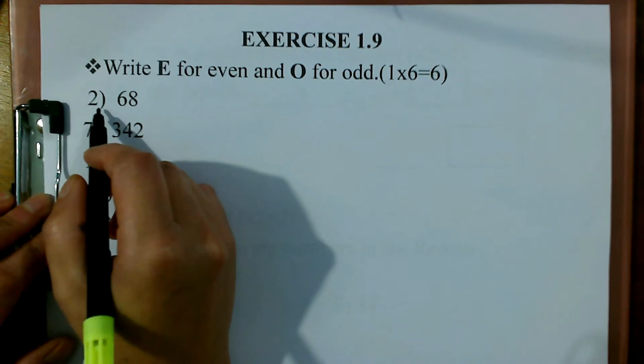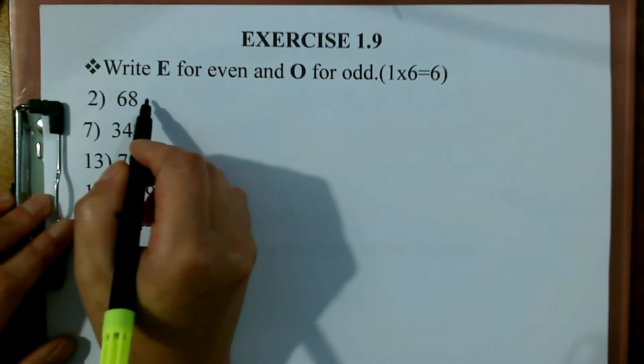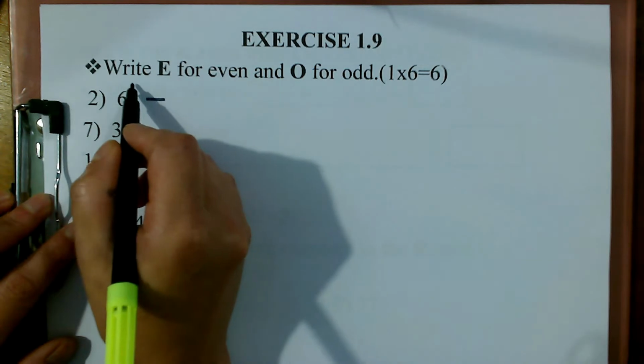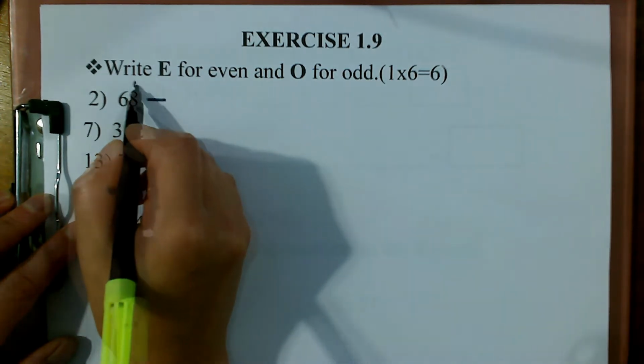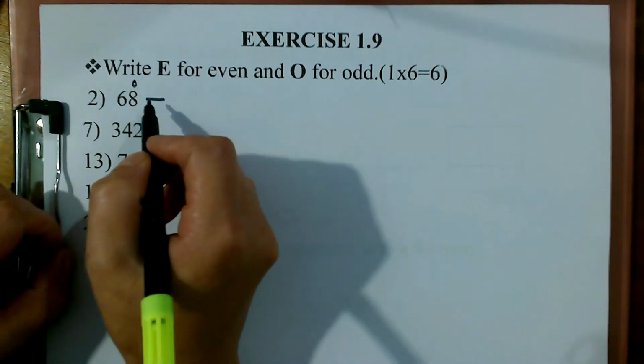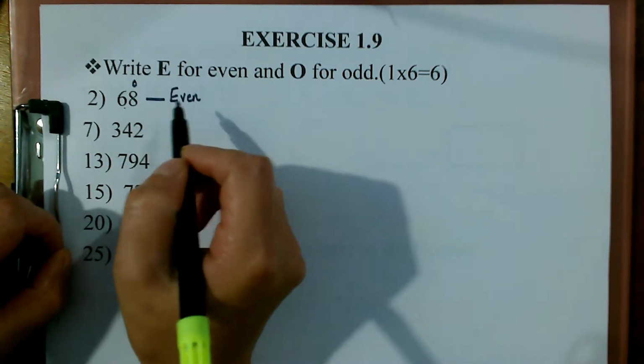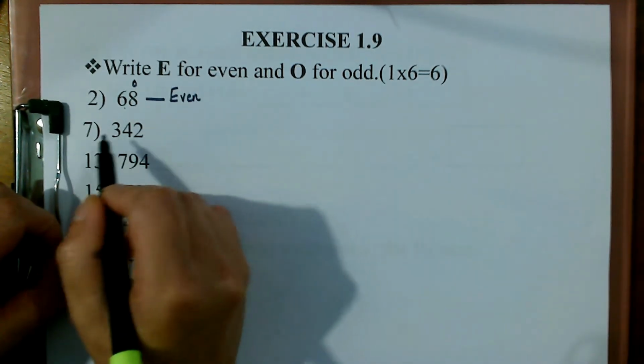Question number 2, 68. So is 68 even or odd? You have to find out the ones place first. 8 is in the ones place. So 8 is an even number. So you have to write even. 68 is even.